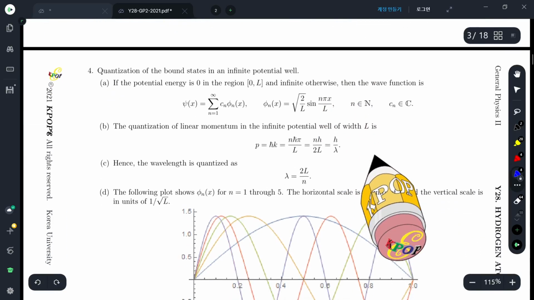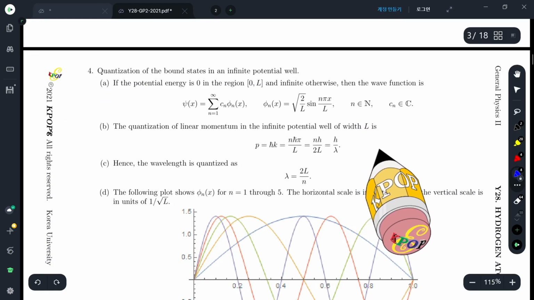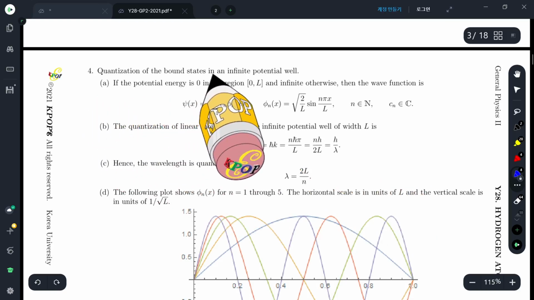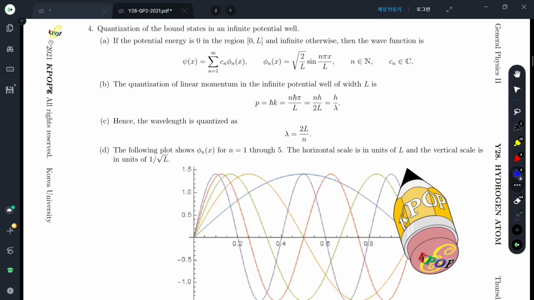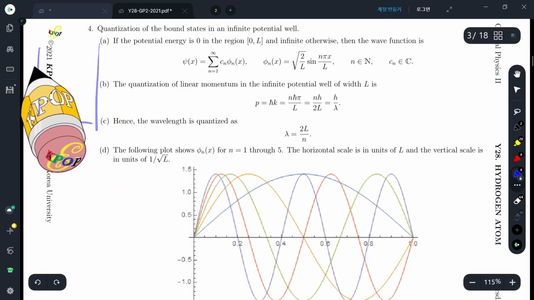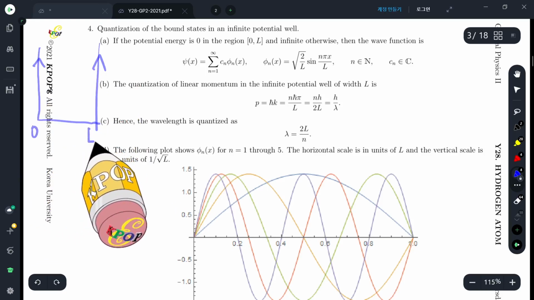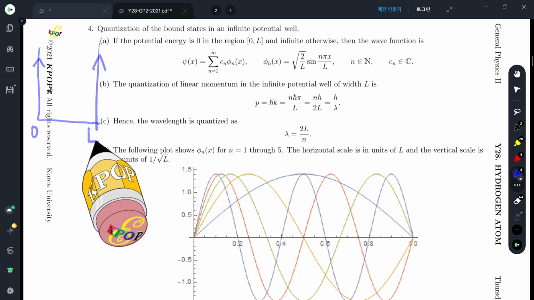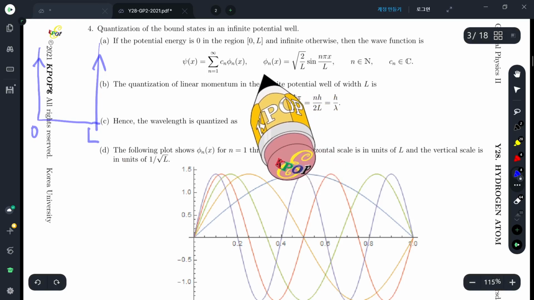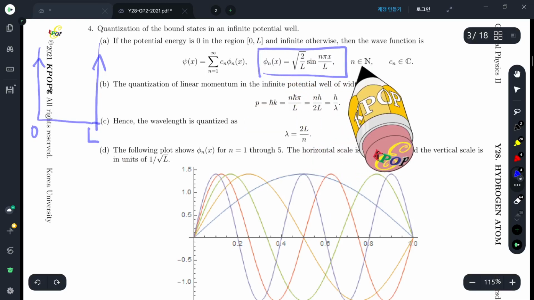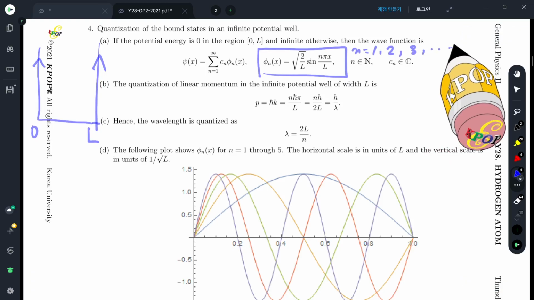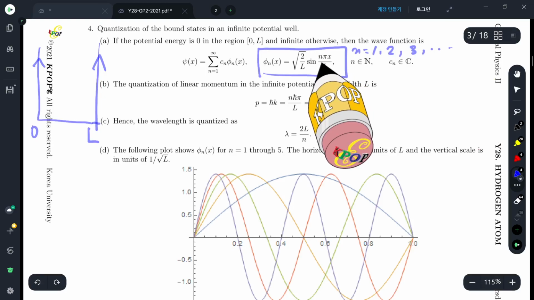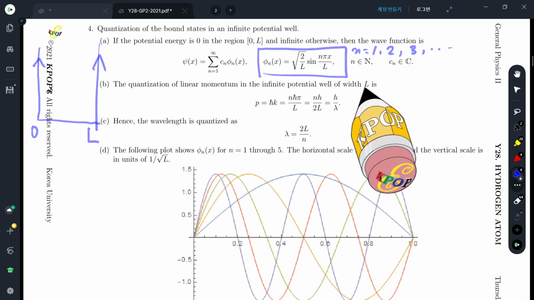Okay, let us go ahead. Let us recall the infinite potential well problem. The quantization of the bound states in the infinite potential well can be explained in this way. There's a potential well, and it is infinite, with a free particle between 0 and L. We learn that the states are quantized, with n equals 1, 2, 3, all positive integers. And here, n equals 0 is impossible because the wave function disappears. When the wave function disappears, the probability of finding that particle also disappears.